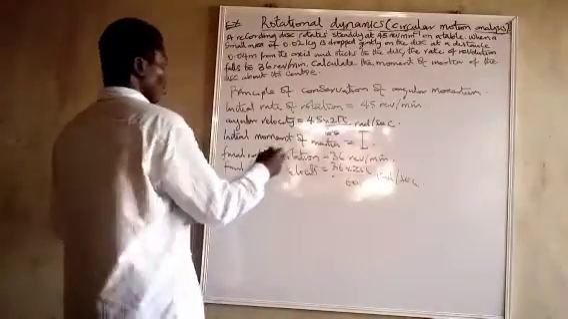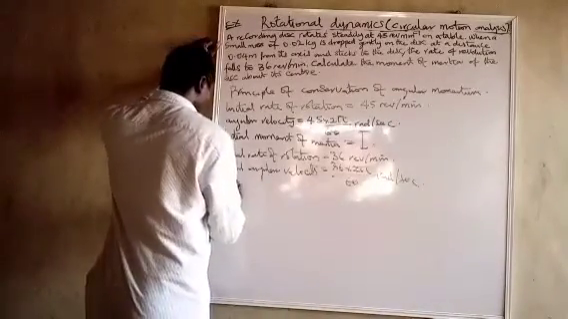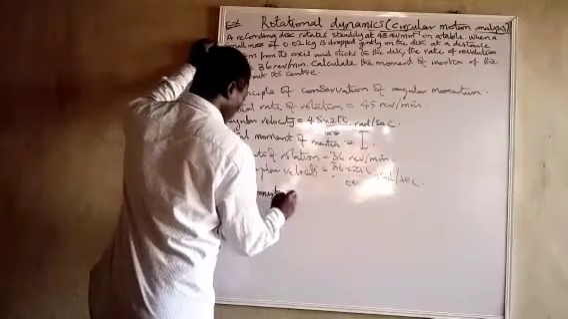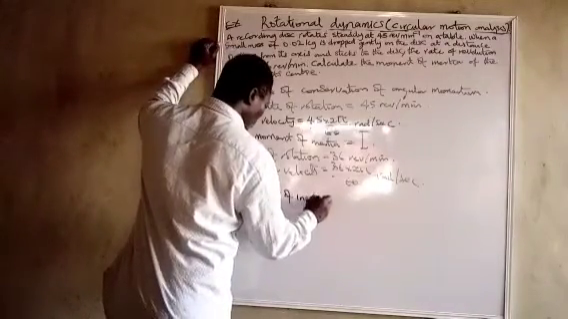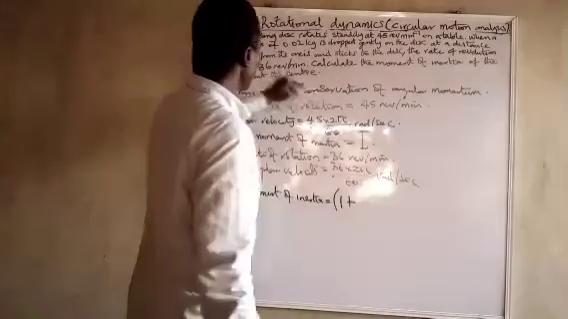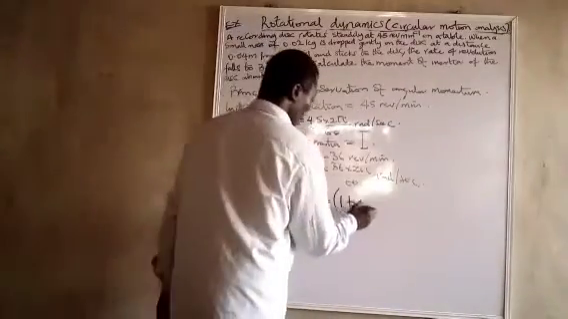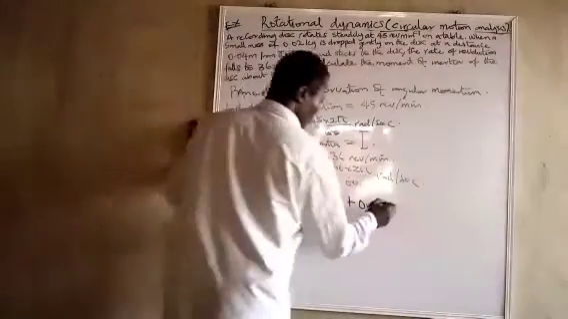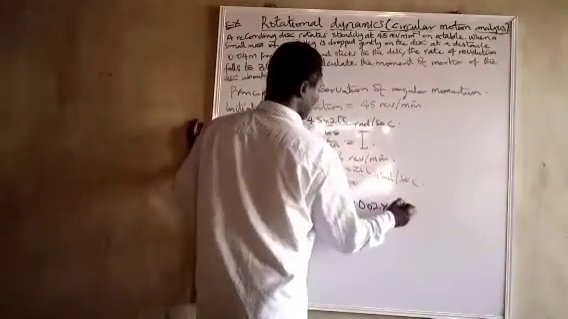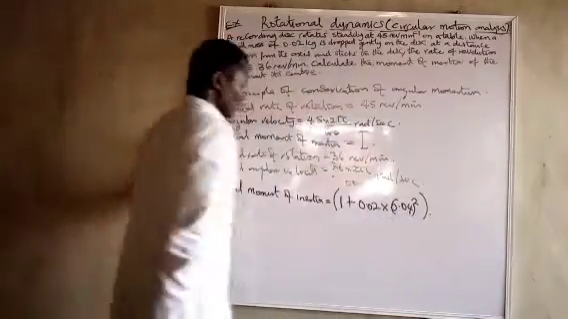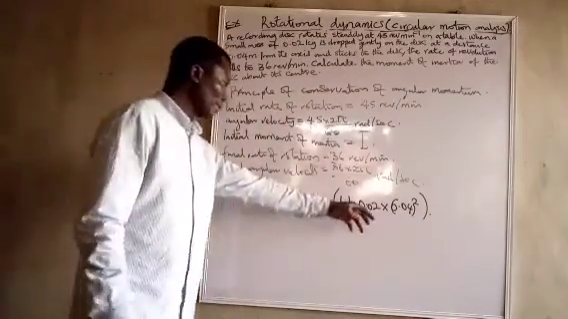Then, our final moment of inertia is equal to I plus m r squared. And what is our m? 0.02 kilogram. What is our r? 0.04, squared. Times 0.04 squared. That is our final moment of inertia.